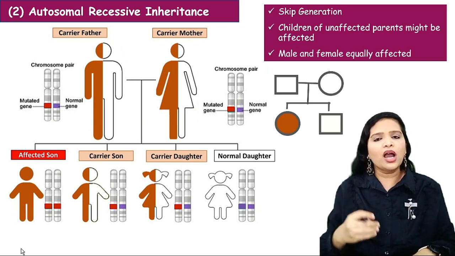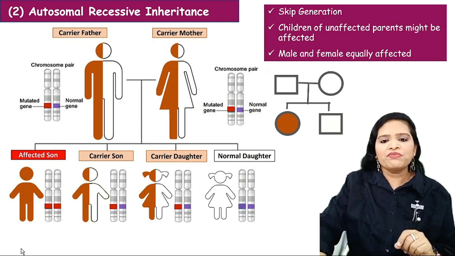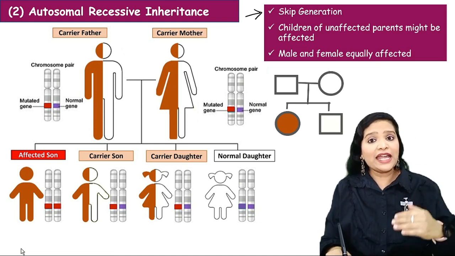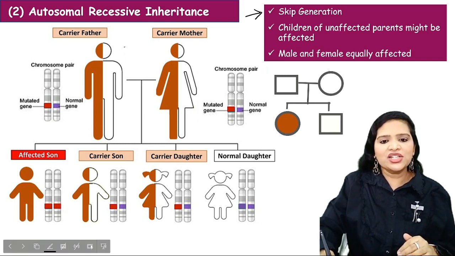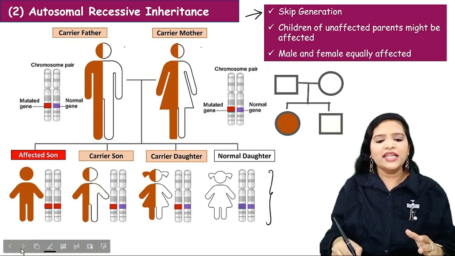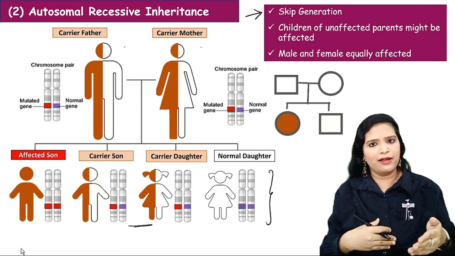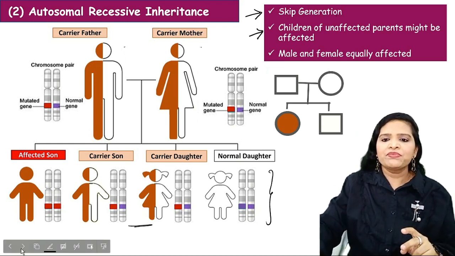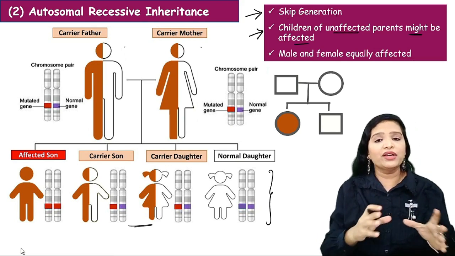So what is the rule? How do we say this is autosomal recessive inheritance? Here the key points are that they skip generations. Dominant diseases never skip generations; they run in every generation, whereas recessive disorders skip generations. So the father and mother of this generation don't have the disease. They are acting as carriers, whereas these kids have the disease. And these two kids will pass the disease to the next generation. So like this, it skips one generation after another. The next important point is that children of unaffected parents might be affected. This is an important point to identify in the pedigree chart.